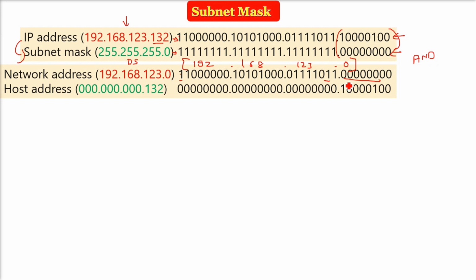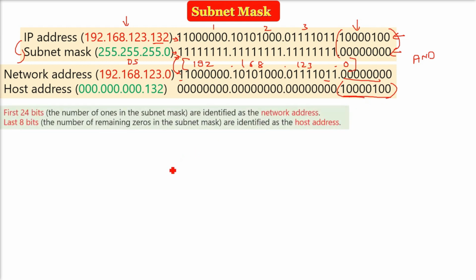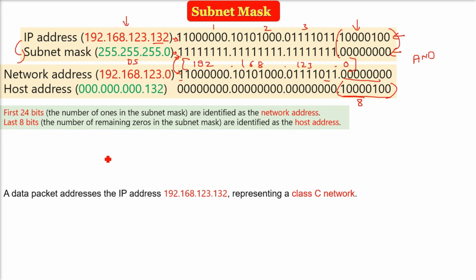So how did we get the network address? By ANDing the IP address and the subnet mask. And how to get the host address? You can invert the subnet mask and you can OR it with the network address. That is how you get the host address. So these are the octets. The first 3 octets in this case are the network, and the last octet is the host. That is how the subnet mask defines the network address and the host address. So here in this case, the first 24 bits, that is the number of ones, are the network address. The last 8 bits are the host address.